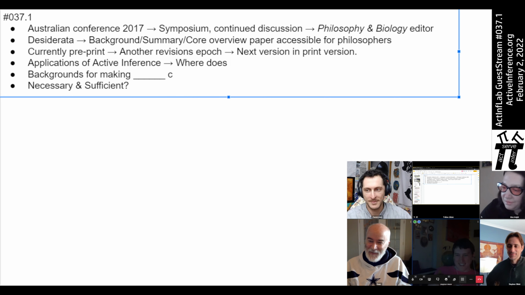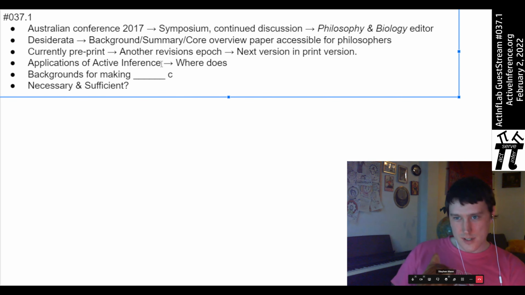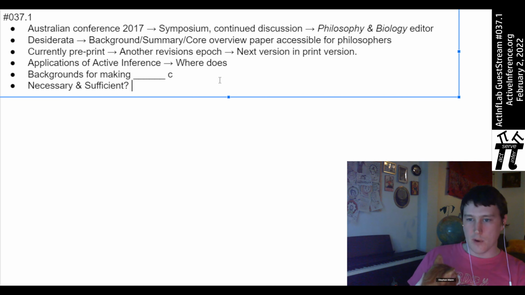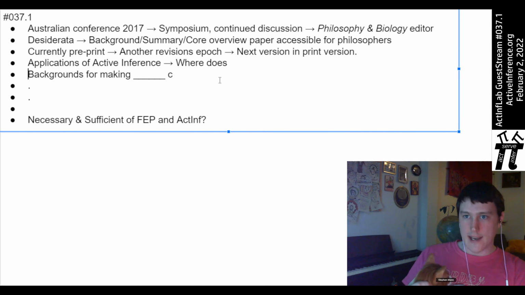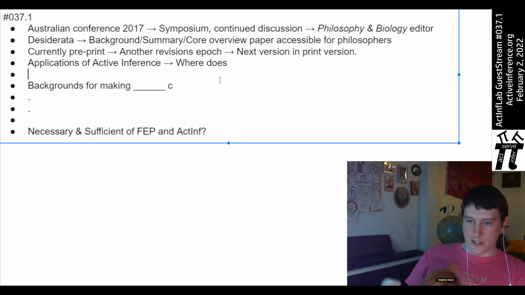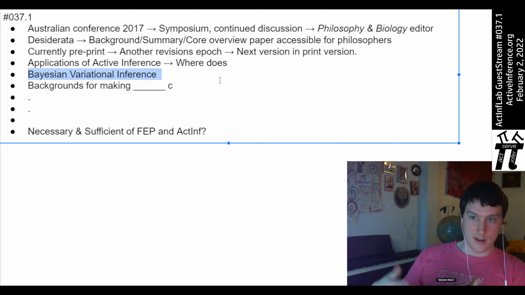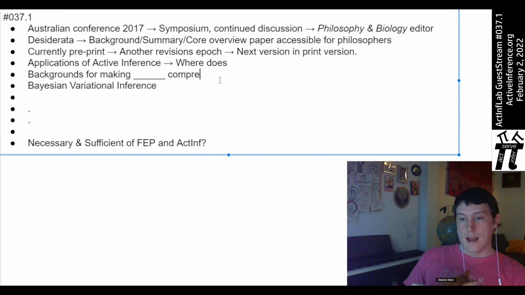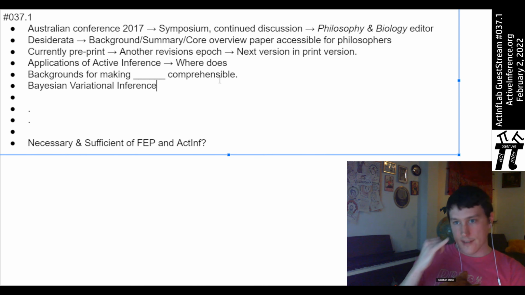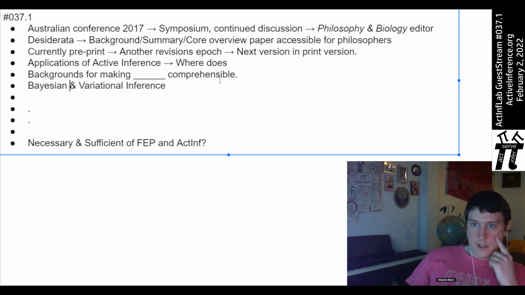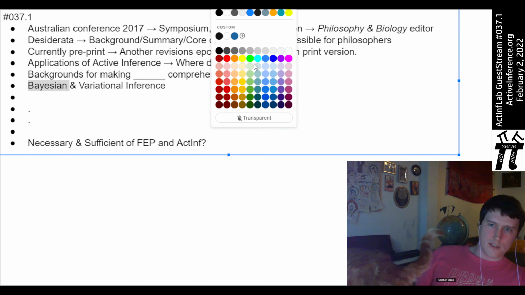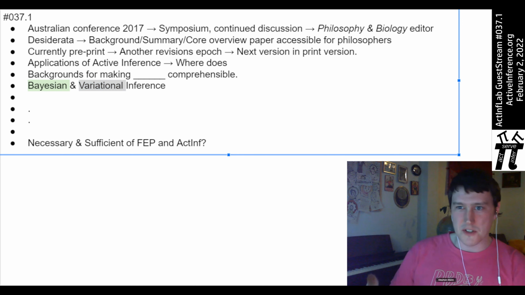Nicely put. First and foremost, we would like to fix in their mind the relationship between variational inference and Bayesian inference. I know that's something that you've talked about before. It's something that predates the free energy principle and active inference as an explanatory framework for cognitive science and biology. And it's something which, as far as I can tell, is the first step in understanding what's going on with that mathematics. So that's the key thing we want philosophers to have in their minds.